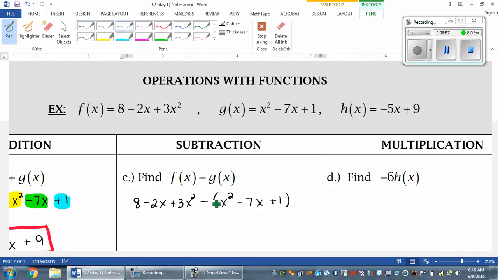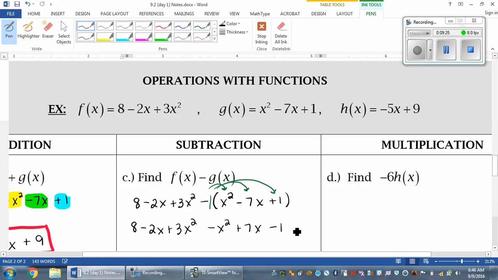Well, if you remember from last chapter, this is a negative 1. This distributes. Now, when you multiply by a negative 1, the only thing that changes is every sign becomes opposite. So this x squared becomes negative x squared. This negative 7x becomes positive 7x. This positive 1 becomes negative 1. I'm going to go ahead and drop down everything else.